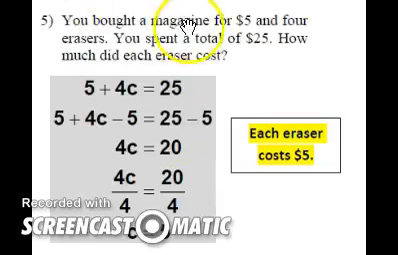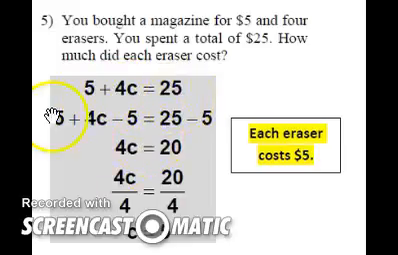All right, number 5, you bought a magazine for $5 and you also bought 4 erasers. You spent a total of $25. How much did the erasers cost? So we know we spent $5. There's our $5 for the magazine. And we bought 4 erasers, and what's the cost of those erasers? That's what we want to find out. We know altogether we spent $25. So there's our equation. 5 plus 4 times C equals 25.